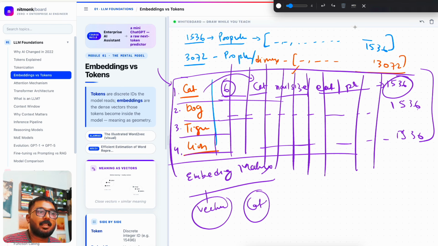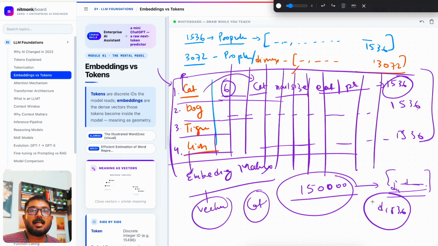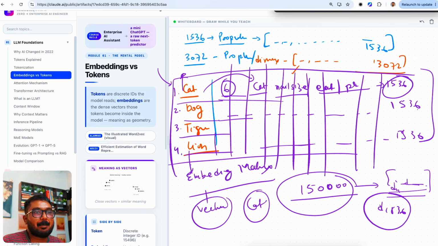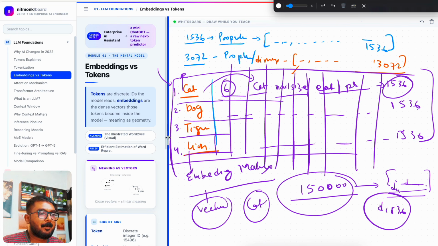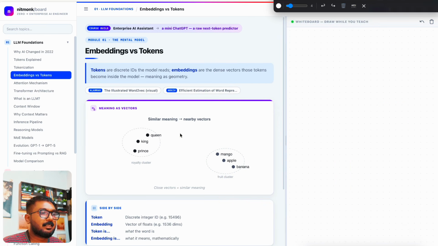Now imagine, keep on increasing this vocabulary from top to bottom. Let's say we have 150,000 different words, and for all these words we have this kind of different set of dimensions, D1 to, let's say, D1536. And that's exactly what happens everywhere. Let me make it bigger. Yeah, and I had to clean this up.